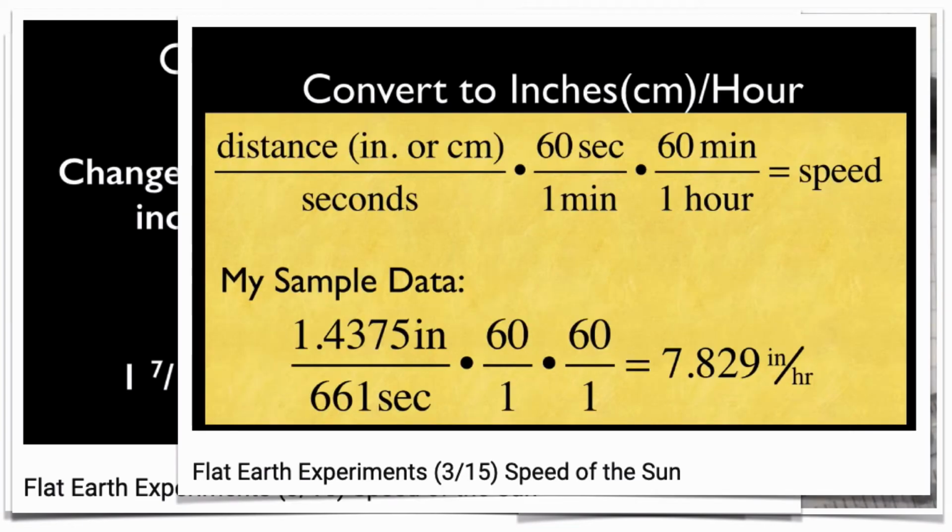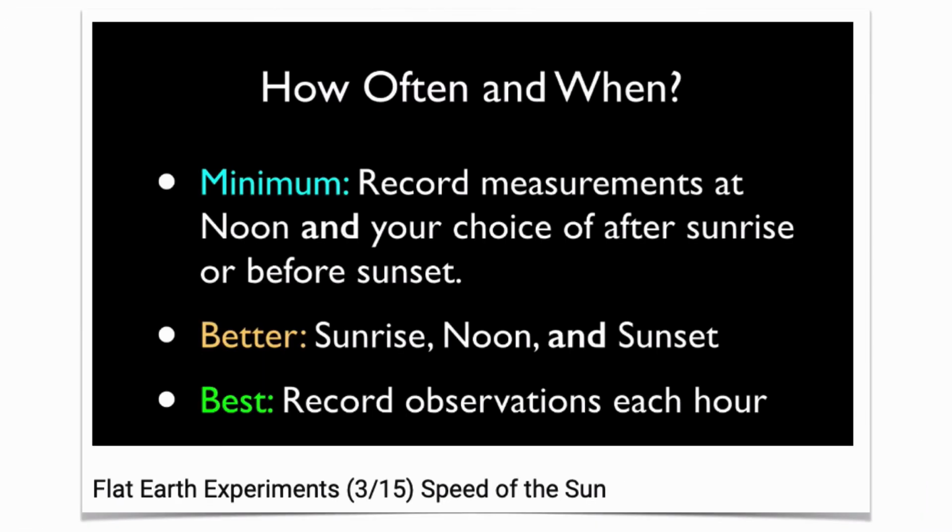Like on my solar chronometer, it traveled 7.829 inches per hour. Now that number doesn't mean anything to you, but it will mean something to me because I'm going to be recording the speed of the sun at another time of day. Whether it's near sunrise, near solar noon, near sunset, those numbers will be meaningful to me because I'm using the same solar chronometer, even though those numbers might not mean anything to you. So again, the more often you record this, the better. I mean, record it at least twice: solar noon versus near sunrise and sunset.